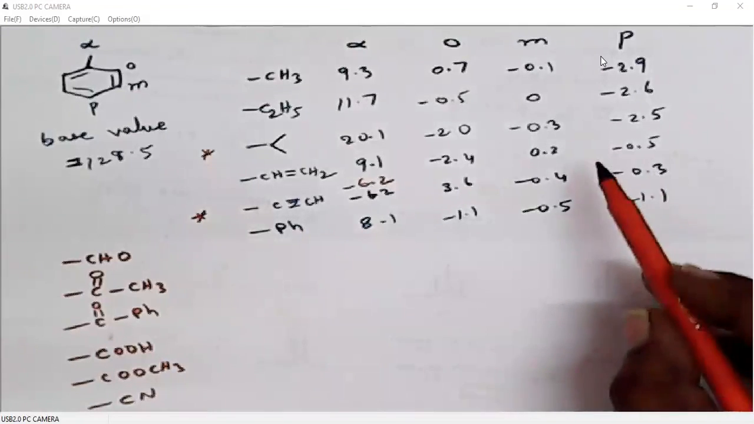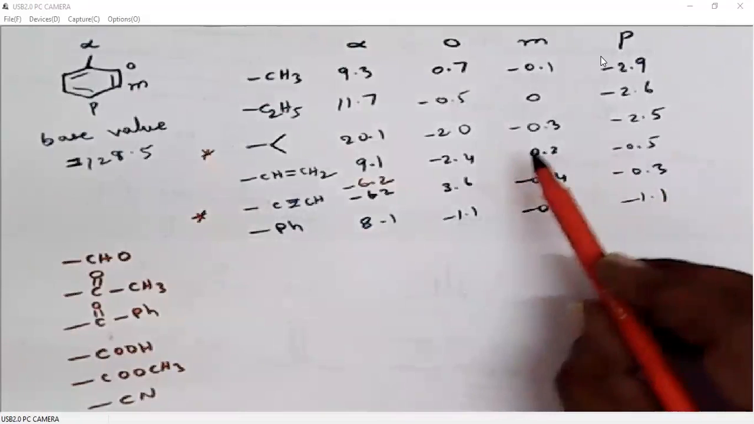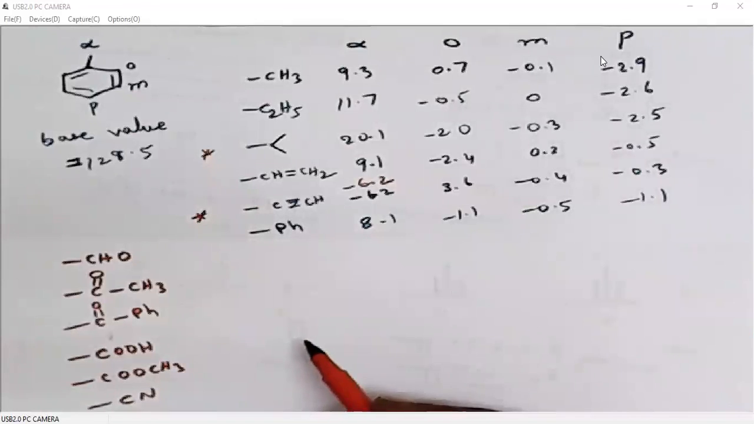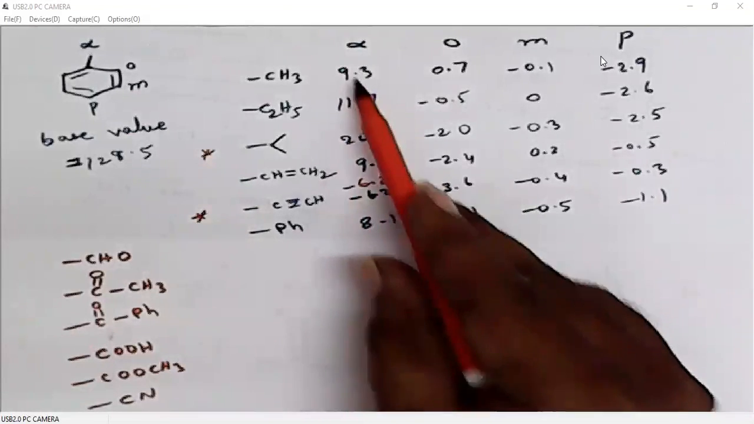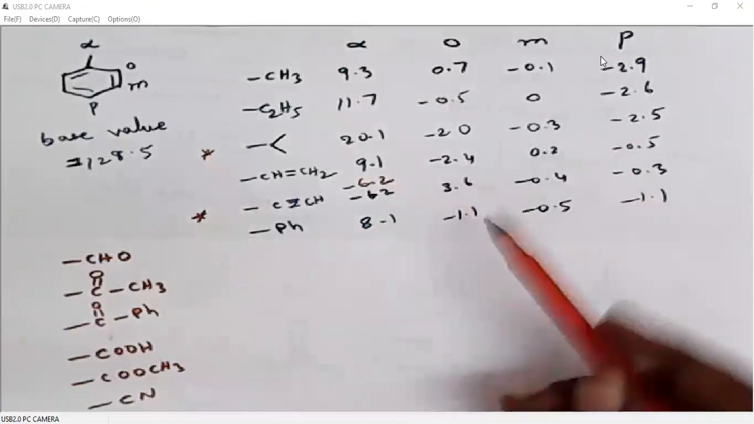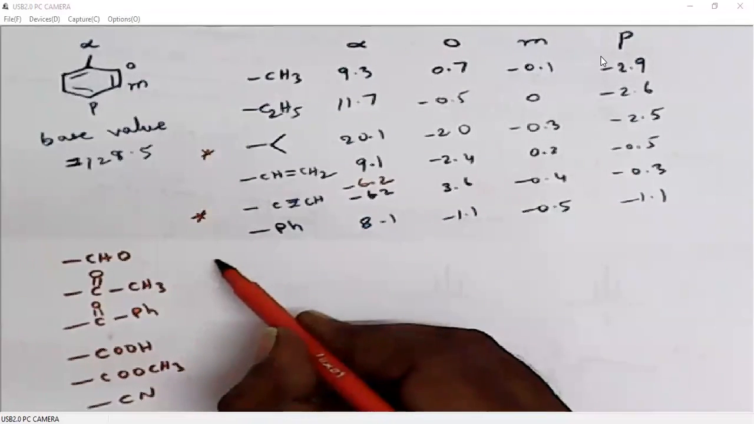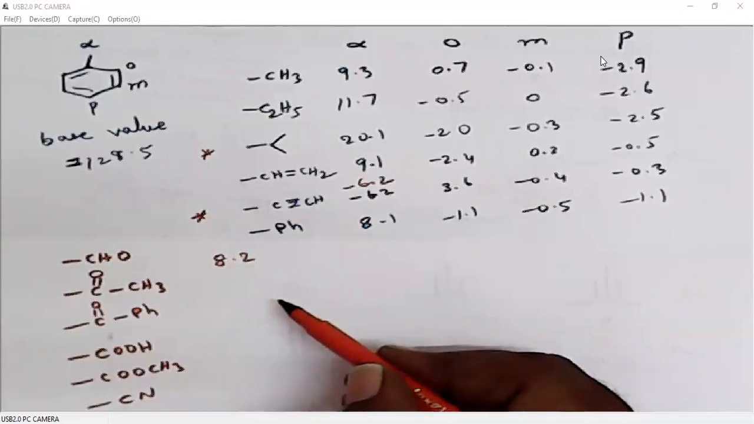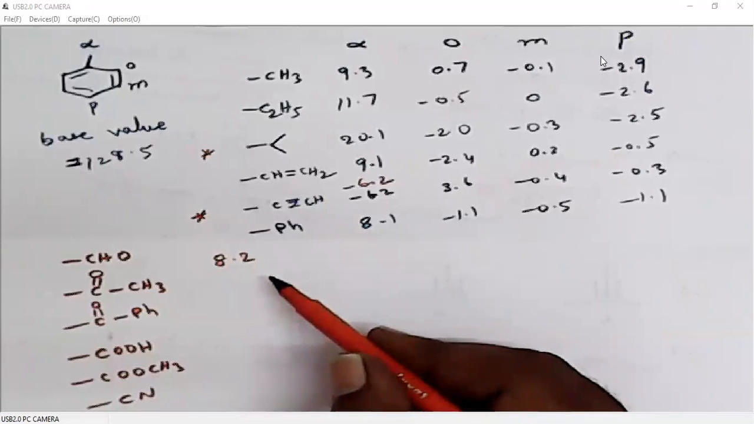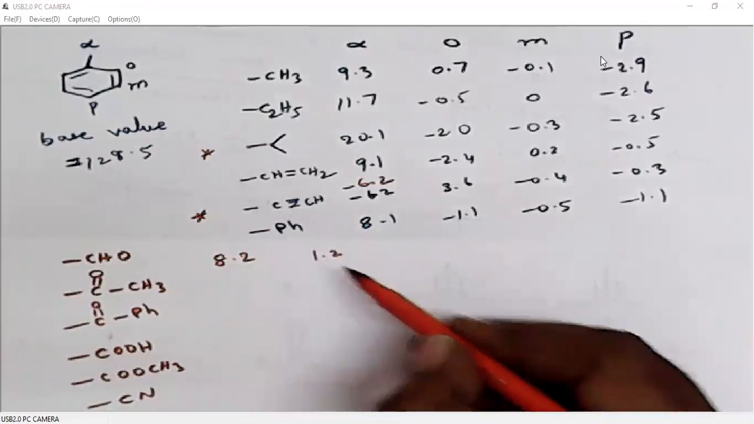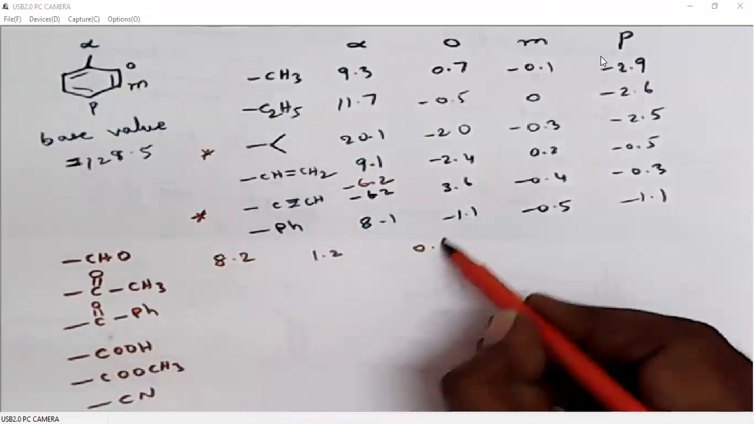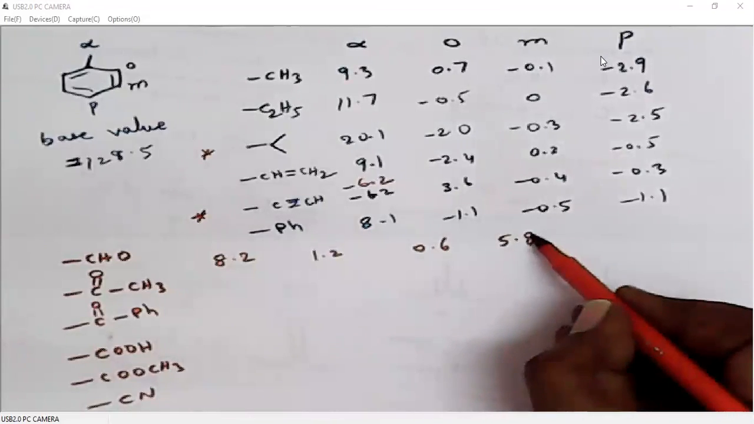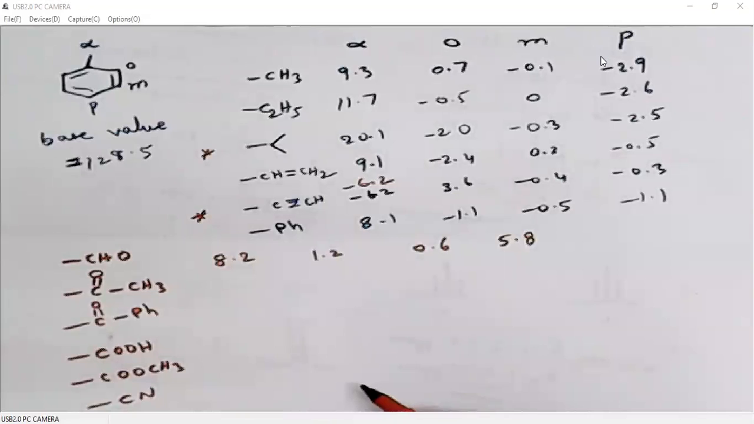In the previous case, we have just ignored all other substituents when they are at ortho meta para. Now in this example we need to consider alpha value as well as para value. We can ignore ortho and meta. When we have aldehyde, we need to add 8.2 to the base value when it is at alpha position. We need to add 1.2 when it is at ortho position. We need to add 0.6 to base value when it is at meta position. We need to add 5.8 to base value when it is at para position.